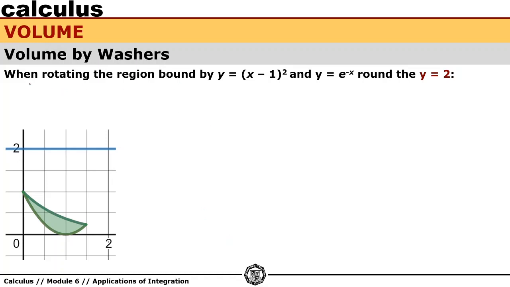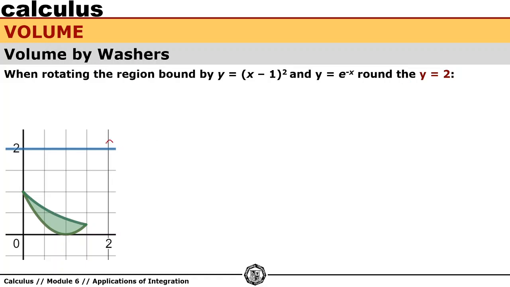So if you look at the question here, it says we're going to find the volume by washers when we rotate the region bound by y equals (x minus 1) squared. That's kind of the bottom little parabola here. And the curve y equals e to the negative x. That's the top curve here. And we're going to rotate this around the line y equals 2.